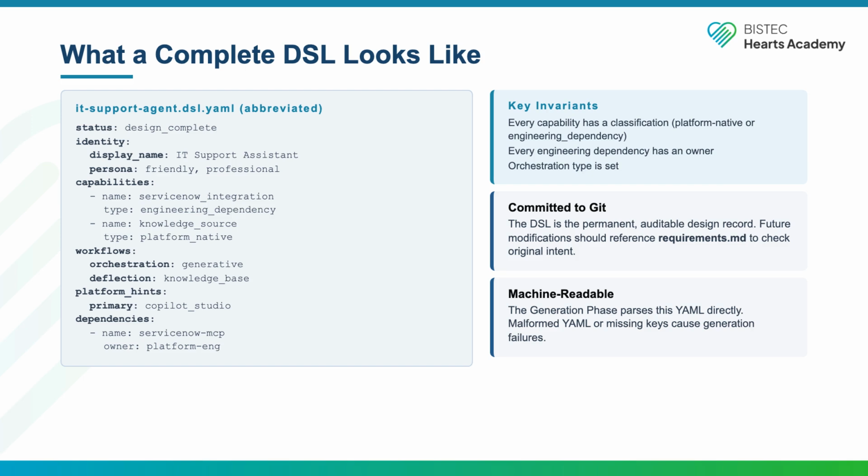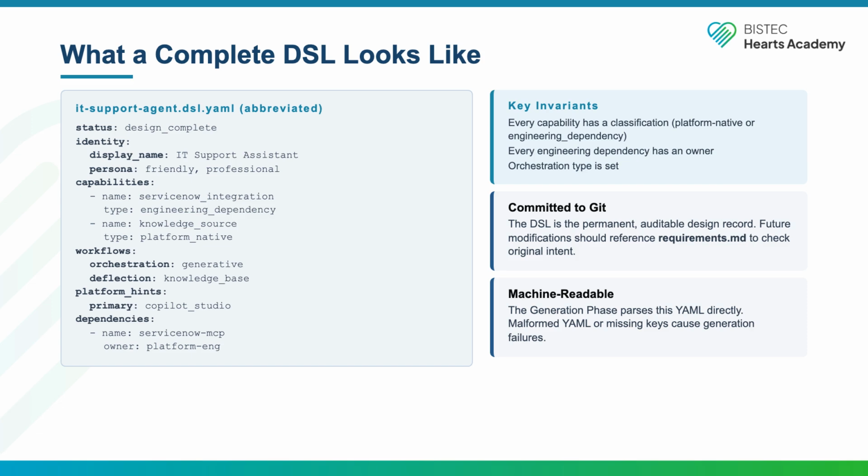The workflows section has 2 required fields: orchestration type, generative in this case, and deflection strategy, knowledge base. These are the minimum required fields. You can add more detail, but these 2 must be present. The dependencies section lists only engineering dependencies, with their owner field populated.